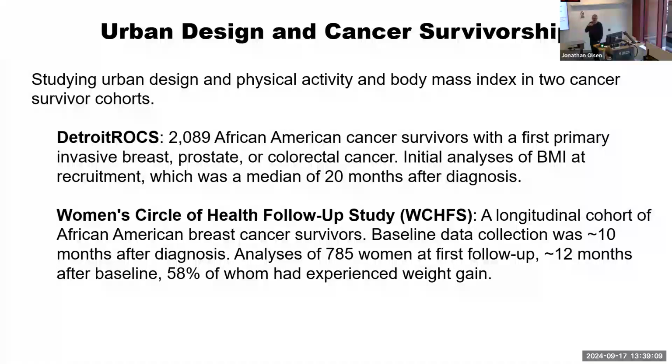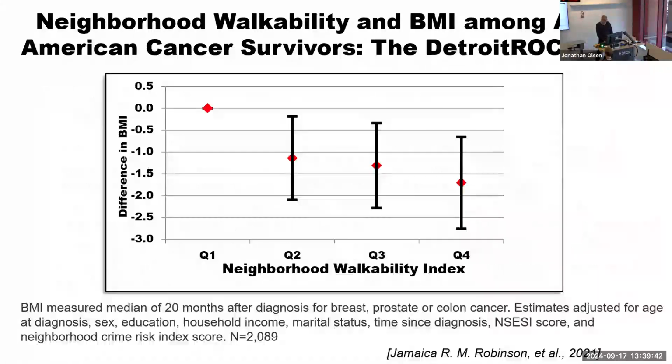58% of the women had experienced weight gain during cancer survivorship in this cohort. So what I'm interested in is how urban design, social environments, and neighborhood environments predict weight gain trajectories in these two cancer cohorts. We're now just about getting to the point where we have enough repeated measures of BMI that I can start to do some time varying analysis. We haven't cooked those analyses yet, but hopefully soon. So we just have these first analyses of the first measures of BMI.